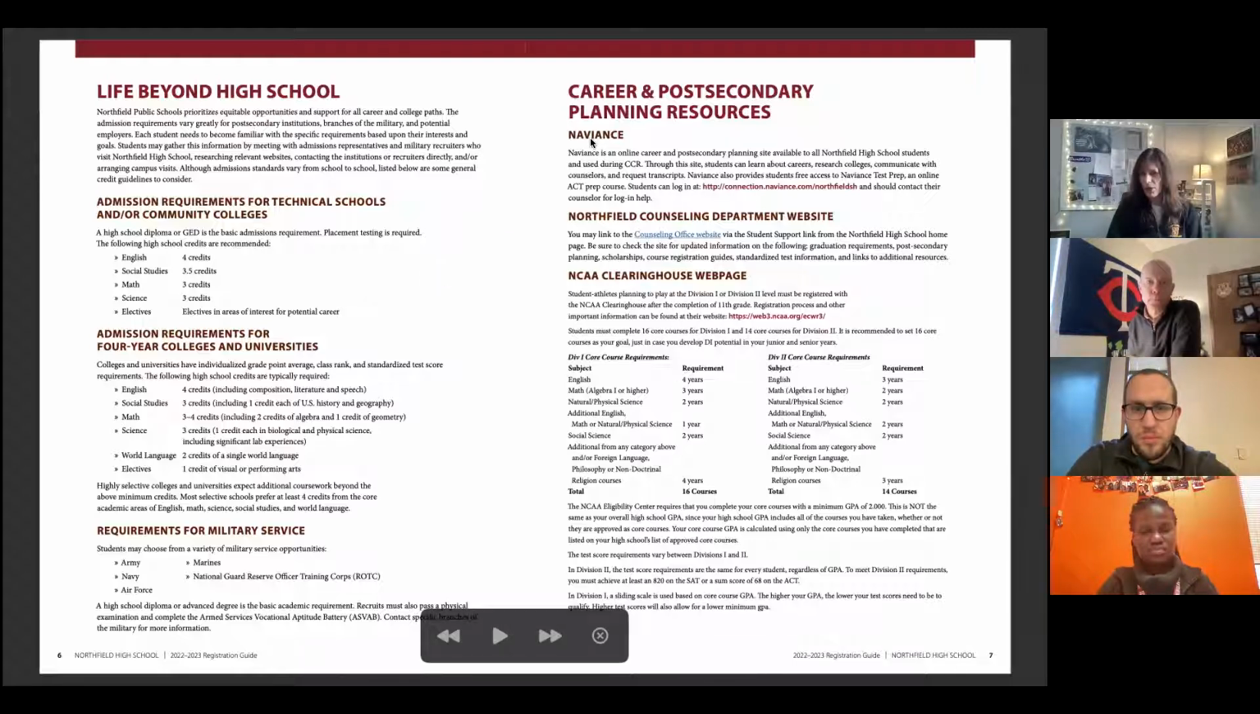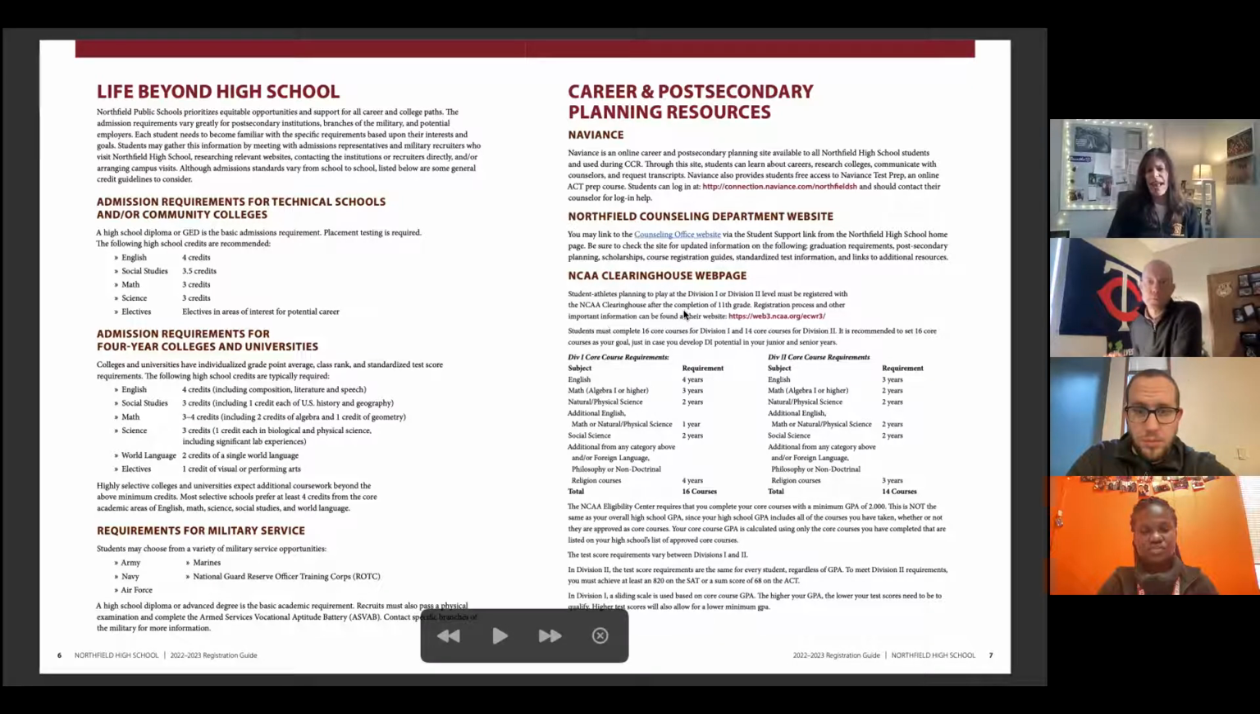Naviance, you know about your Naviance account. That's also a good place for you to look and do some exploration on what colleges or careers would require. So this is something that I'd love to have you think about now. It's not too early.